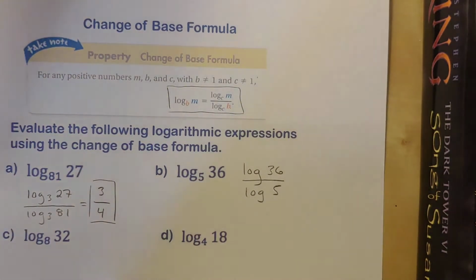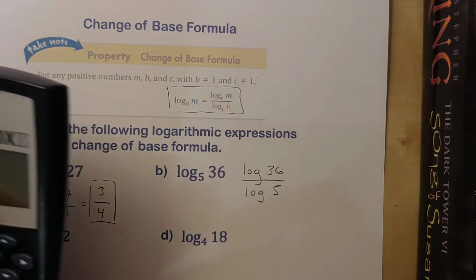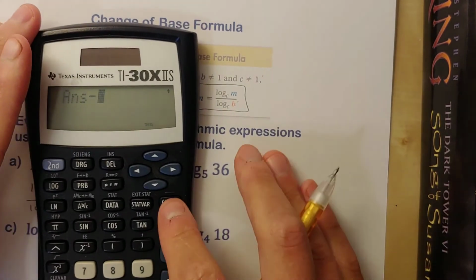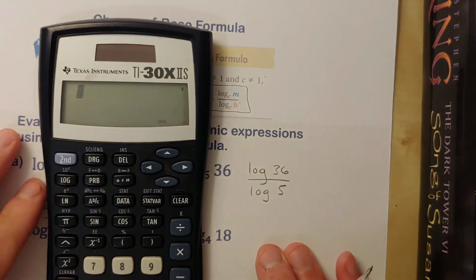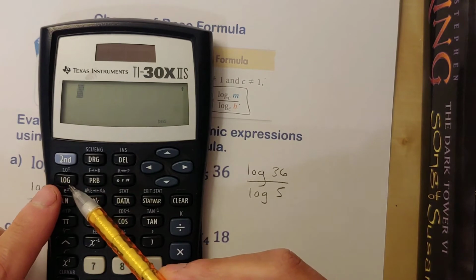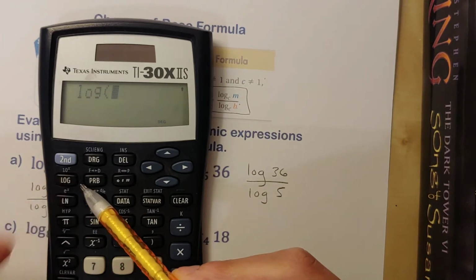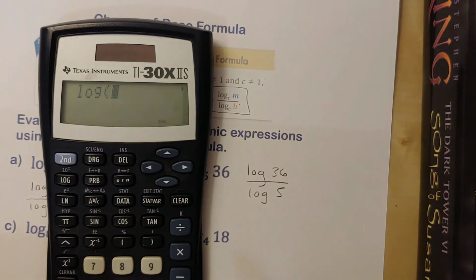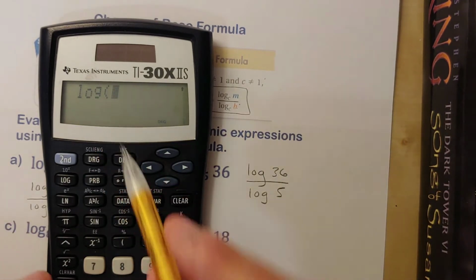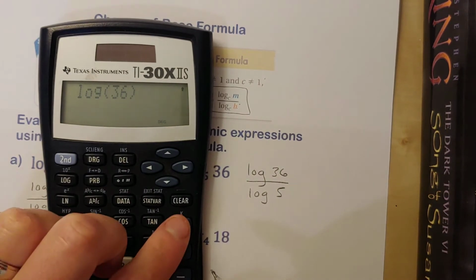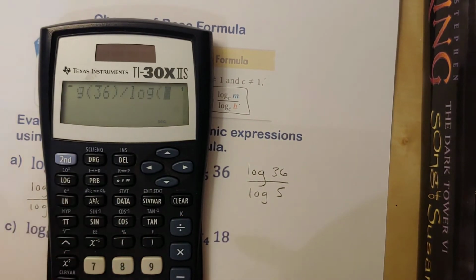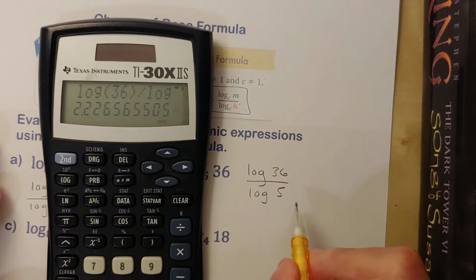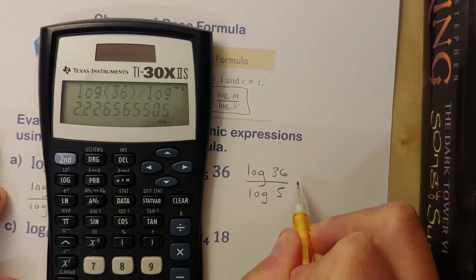And the reason I chose 10 is because on your calculators, I have my scientific here, you might have your graphing calculator, but on my scientific calculator I have this log button, and when I hit this log button, notice it has no base. What's really happening is it's base 10. So using my calculator, I can do log of 36 divided by log of 5. And now I'm able to evaluate this right there using my calculator and the change of base formula. So this is about 2.23.